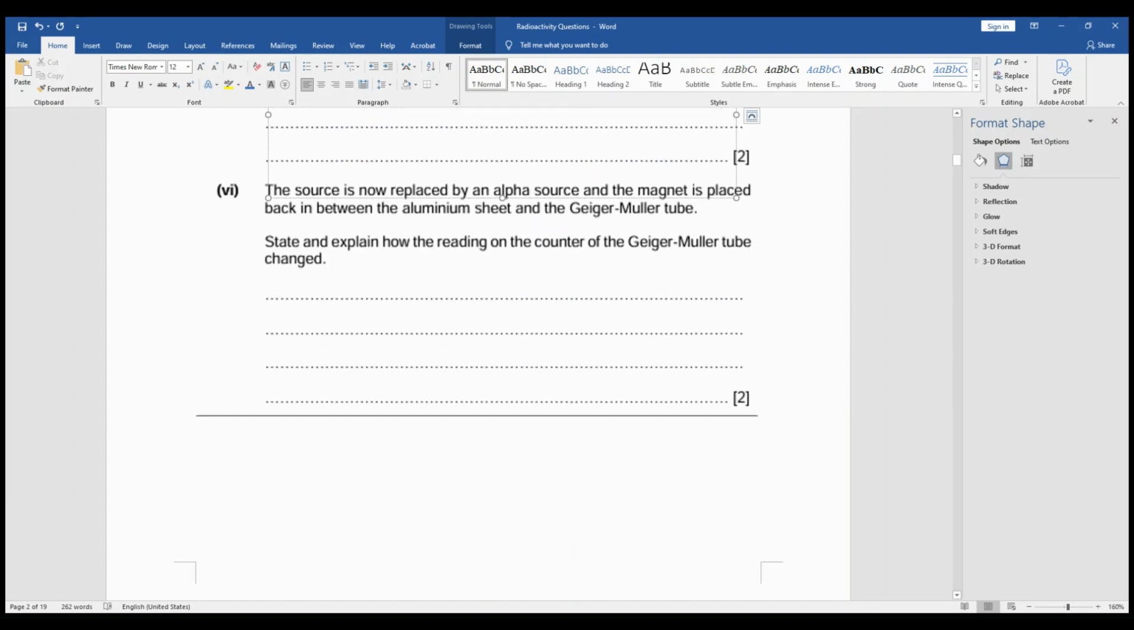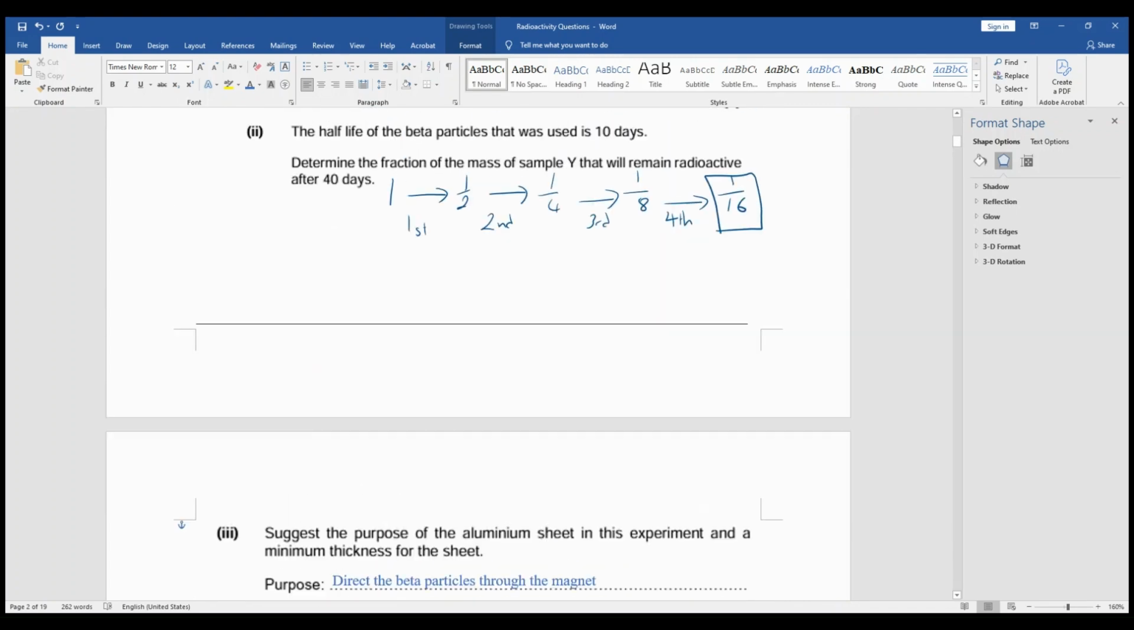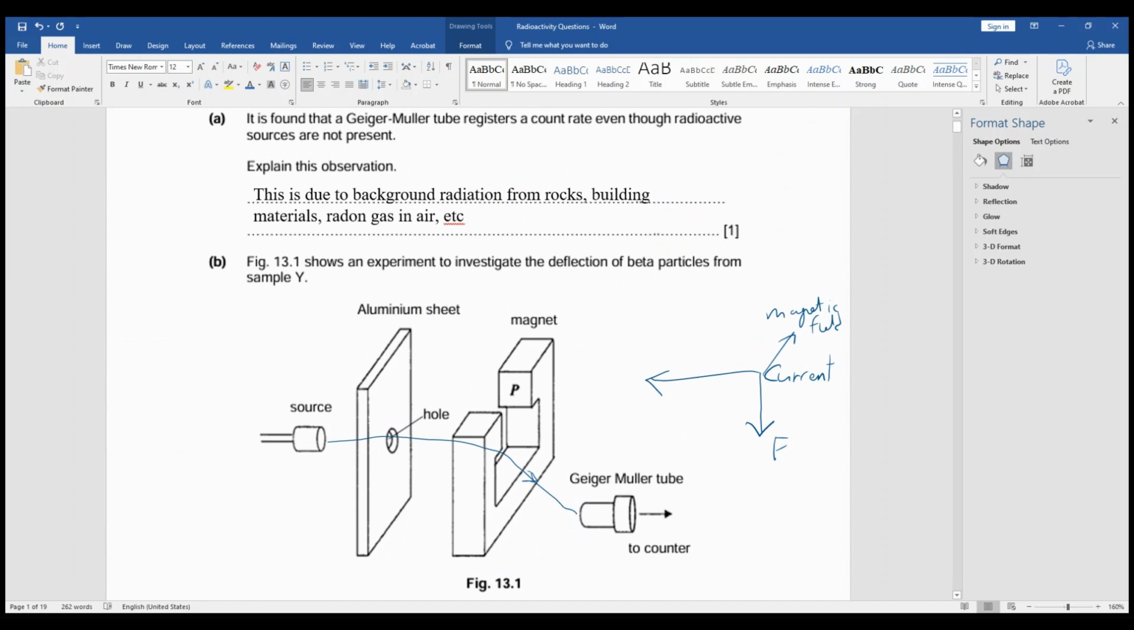2 marks. Okay, the source is now replaced by an alpha source, and the magnet is placed back in between the aluminium sheet and the Geiger-Mueller tube. So we replace back the magnet, but we now have an alpha source. What is going to happen? Let's look at it again. Now we have our magnet. Alpha source is actually positively charged, so it should go upward and not downward.